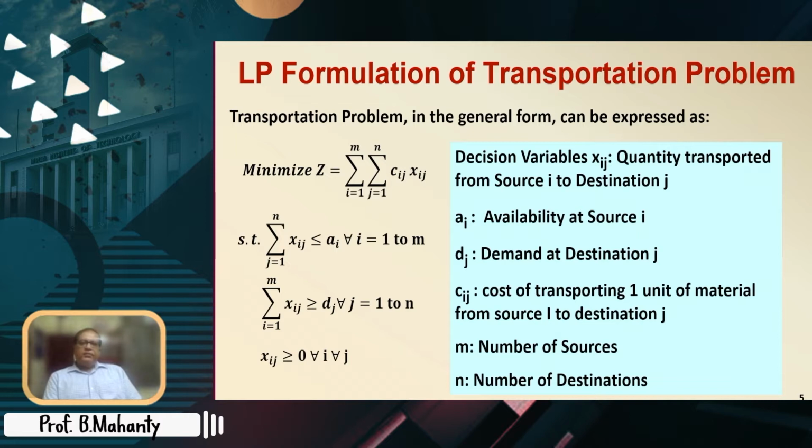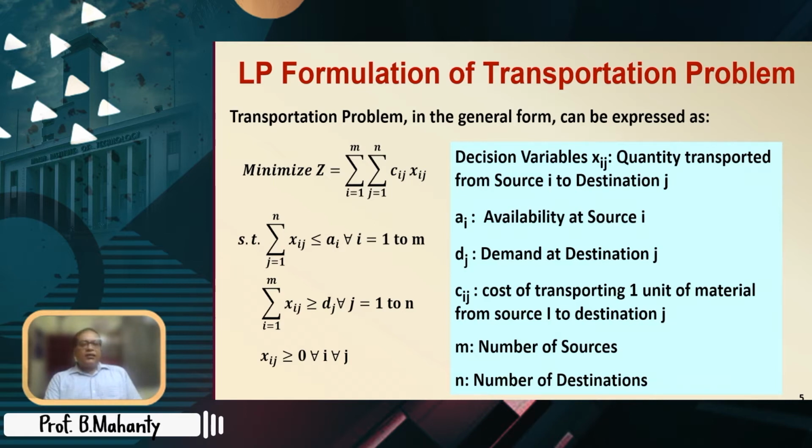So what should be the objective function? The objective function is, for every Xij, that means from every source to every destination, Cij is the cost component and Xij is the quantity component. Cost is per unit. So the sum of Cij Xij over j equal to 1 to N and i equal to 1 to M should be minimized. So this much should be clear. That is the objective function.